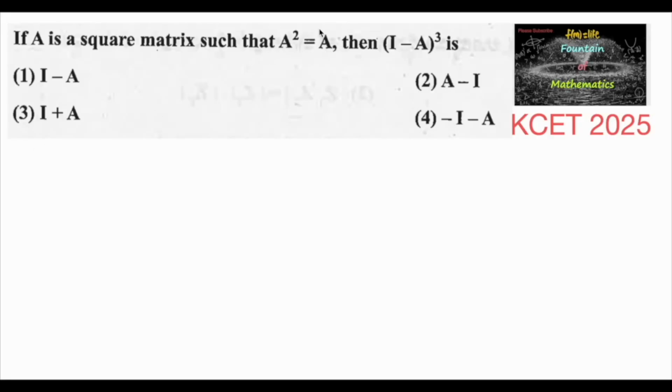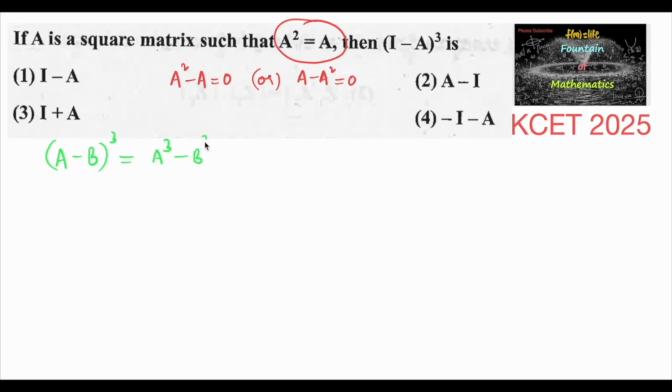Given A is a square matrix such that A square is equal to A. That is A square minus A is equal to 0, or A minus A square is equal to 0. And here I is an identity matrix. I minus A whole cube we need to find. If A and B are two matrices, then (A minus B) whole cube is equal to A cube minus B cube minus 3AB of (A minus B).